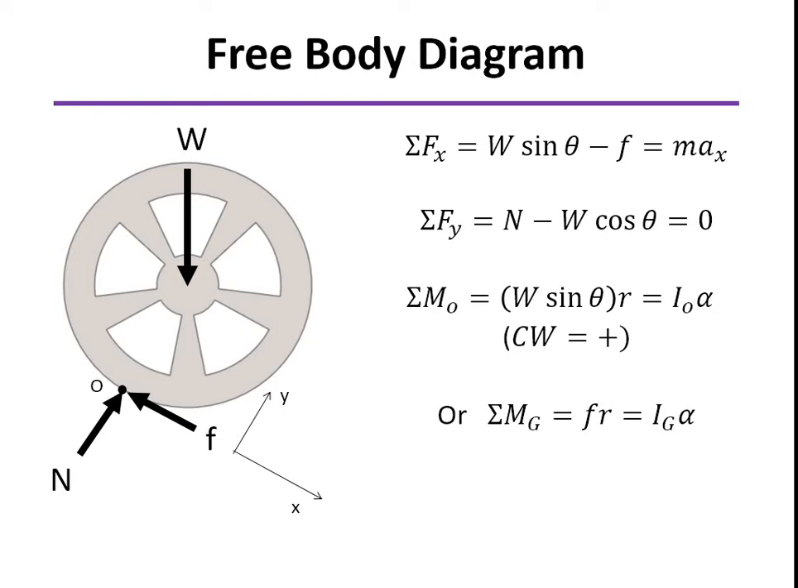Whichever way we do it, between the sum of the forces in x and the sum of the moments about the center of mass, you can see there are three unknowns. There's the friction force, there's the acceleration of the center of mass in the x direction, and there's the angular acceleration alpha. But if we roll without slipping, then we know that the acceleration of that center point down the incline is going to be the radius times the angular acceleration. So now we have enough information to solve for our angular acceleration.